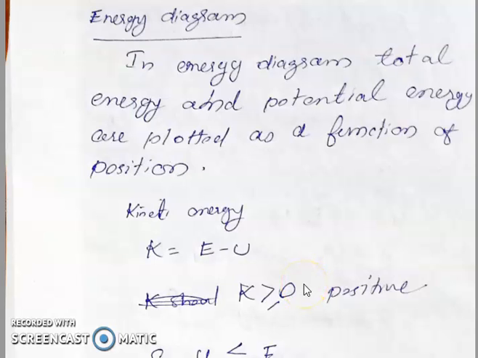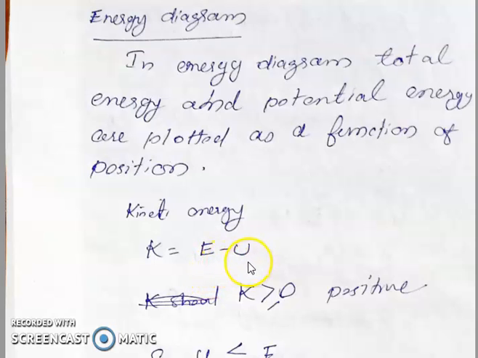Motion is constrained. In which area will the motion be constrained? That is based on the value of potential energy. For kinetic energy, we know the expression is half mv squared, and its value will never be negative. So K is greater than or equal to 0, meaning it should be 0 or a positive value.